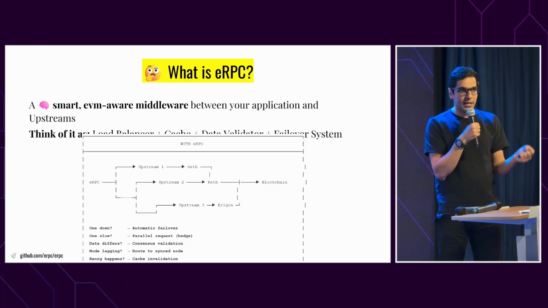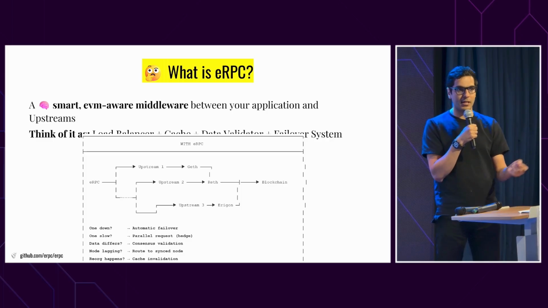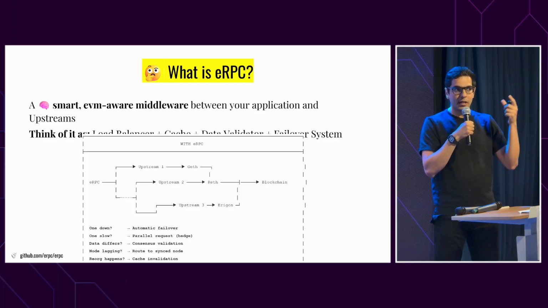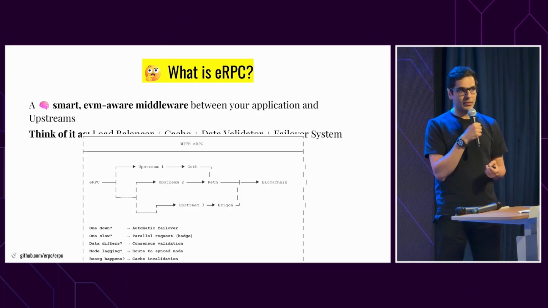What if the nodes disagree on a result? Okay, we have a consensus policy. We send the request to multiple nodes, and if 3 out of 4 agree on a result, we accept it. So it increases the resiliency and reliability of your RPC stack. You can just sleep better at night.